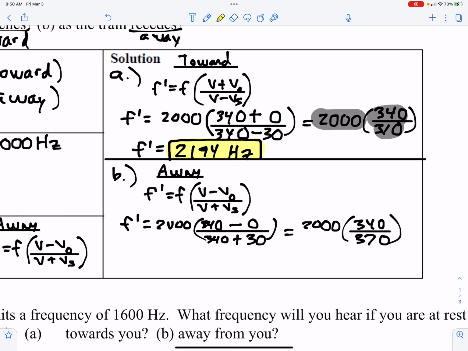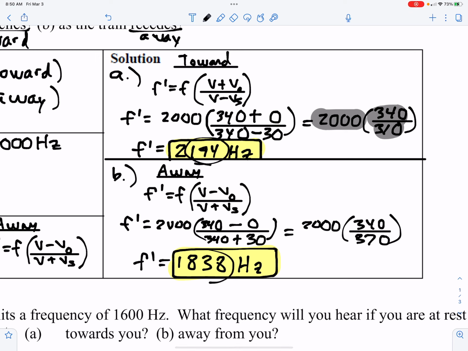Now, again, begin by dividing the 340 over 370. Then multiply that by 2,000, and you should see that we are able to get about 1,838 hertz. And so what does that tell you? It tells you that because of this particular relative speed of 30 meters per second, we're hearing almost 200 hertz higher and almost 200 hertz lower than the actual frequency.